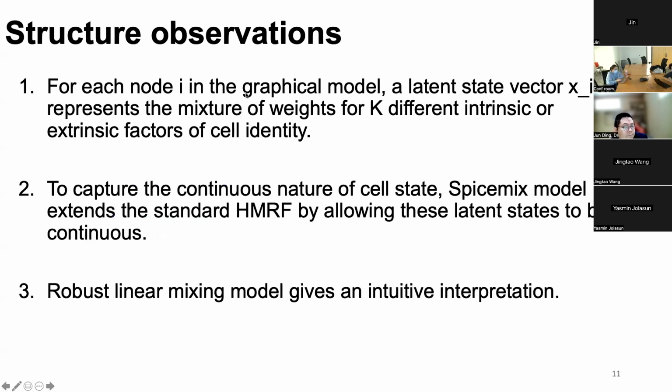So K metagenes are an essential part of the model. They calculate spatially variable genes. And to capture the continuous nature of cell state, SPICEMIX basically extends the standard HMRF by allowing these latent states to be continuous. And like I said at the beginning, it's a robust linear mixing model, so this gives an intuitive interpretation compared to deep learning or other approaches.